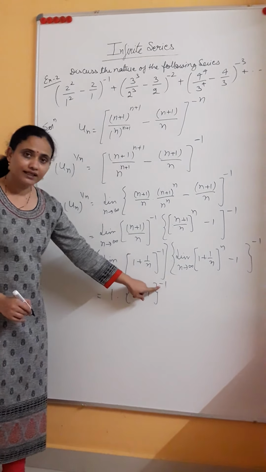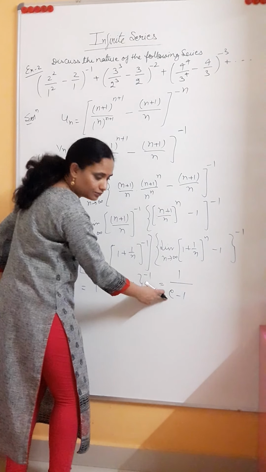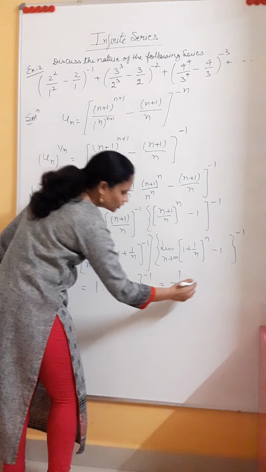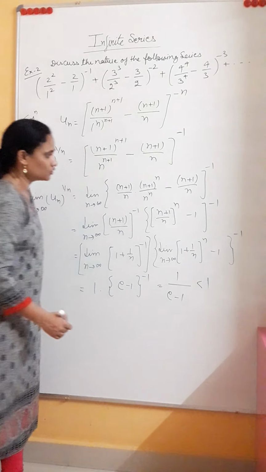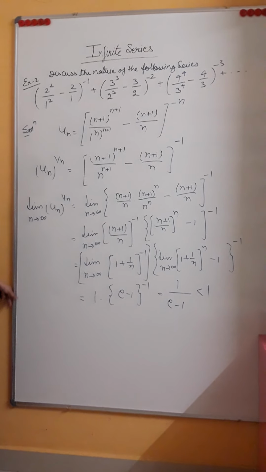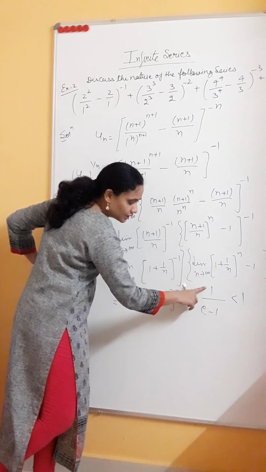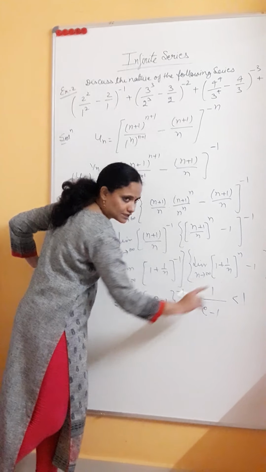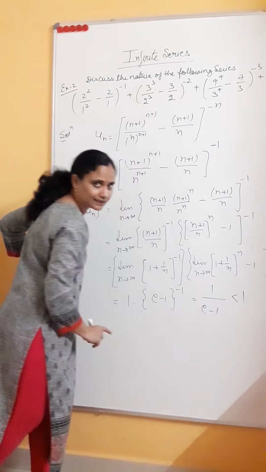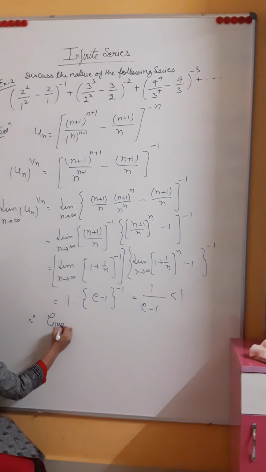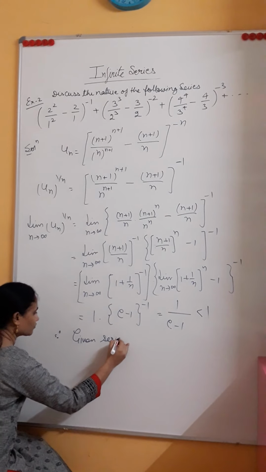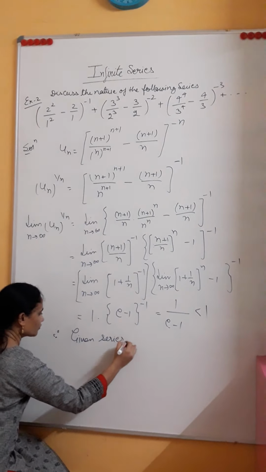So this value becomes, or you can write, 1 upon e minus 1. So since this is 2 point something, this is greater than 1, so this value becomes less than 1. So we can say that the given series is convergent. Okay, since e is 2 point something, this value is greater than 1, therefore this complete value becomes less than 1. So the given series is convergent. So you can conclude in the last, therefore the given series is convergent.